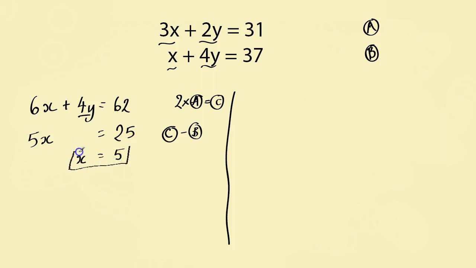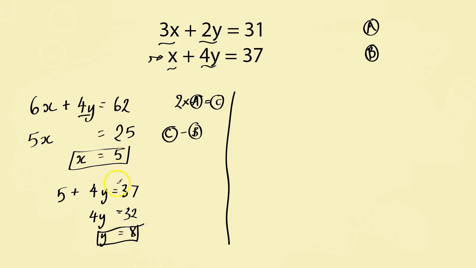I can then use that to go into my other equation. I'm going into either equation actually. I'm going to go into this equation because I think it'll make my life easier. I've got 5 plus 4 lots of y gives me 37. That means 4 lots of y must be 32, and that means y must be 8.